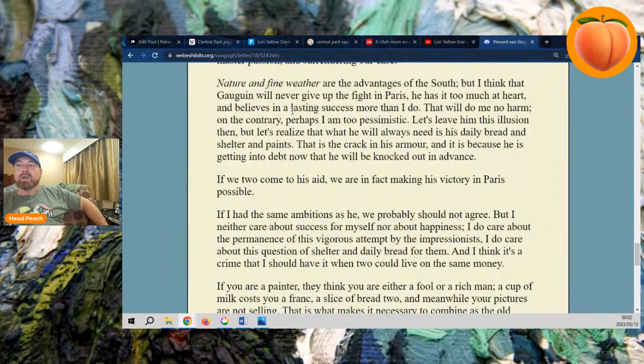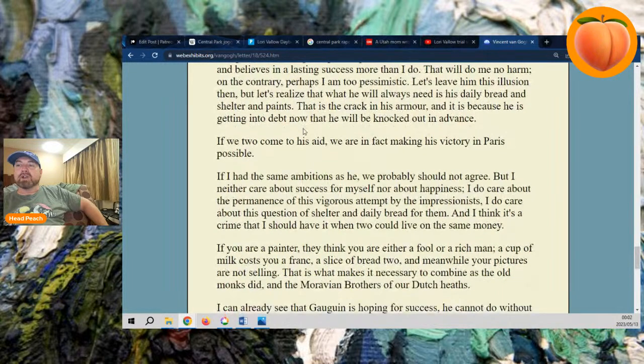Nature and fine weather are the advantages of the South, but I think that Gauguin will never give up the fight in Paris. He has too much at heart and believes in a lasting success more than I do. That will do me no harm. On the contrary, perhaps I'm too pessimistic. Let's leave him this illusion then, but let's realize that what he will always need is his daily bread and shelter and paints. That is the crack in his armor, and it is because he is getting into debt now that he will be knocked out in advance.